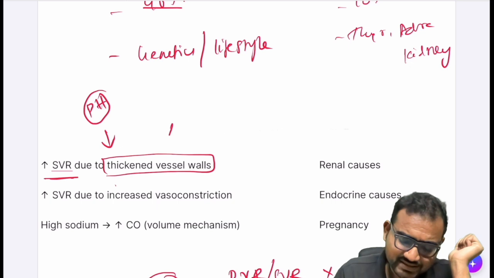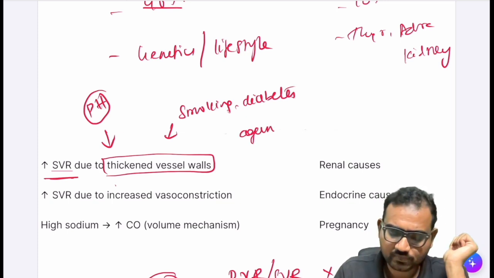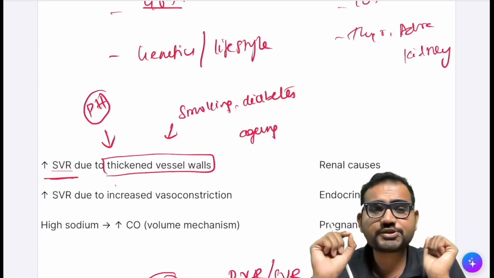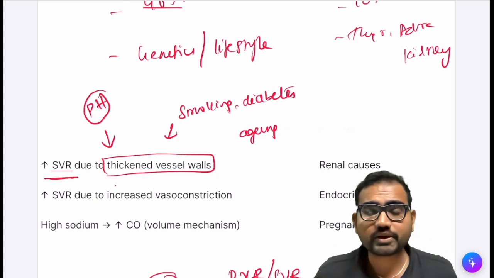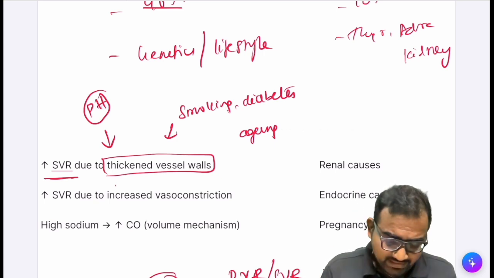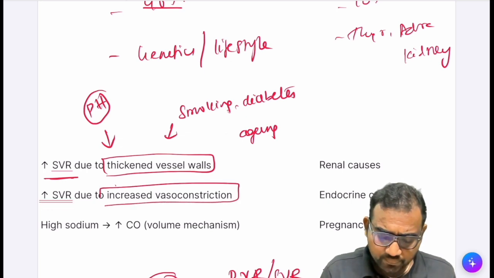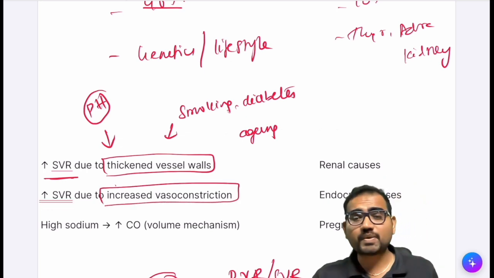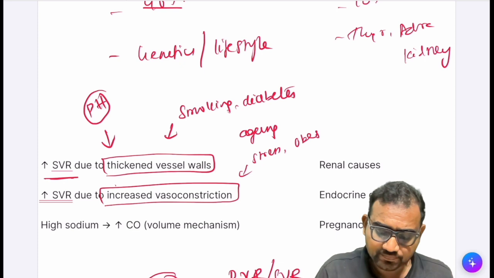So this is seen in patients who are smoking, diabetes, and with aging. Okay, so these patients will have thickened vessel walls, so the diameter is going to get reduced, the blood is not going to get pumped properly. And the systemic vascular resistance also increases due to increased vasoconstriction. So vasoconstriction is increased in patients with stress or obesity.